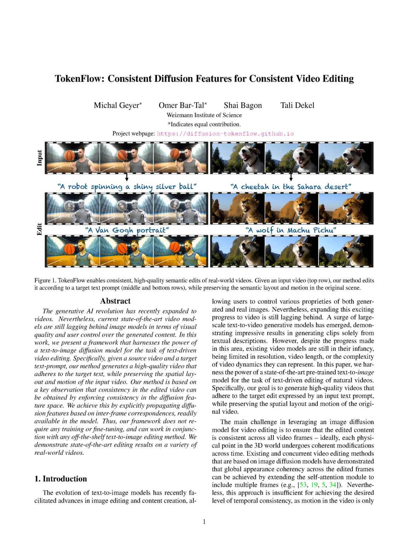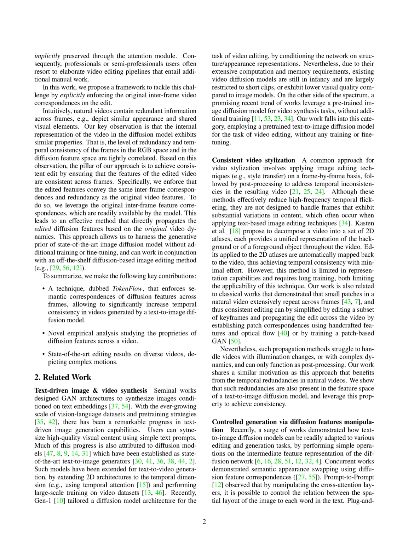We enforce that the edited features convey the same interframe correspondences and redundancy as the original video features. To do this, we use the original interframe feature correspondences, which are readily available from the model. This results in an effective method that directly propagates the edited diffusion features based on the original video dynamics. Our approach allows us to utilize the generative prior of a state-of-the-art image diffusion model without additional training or fine-tuning. It can also work in conjunction with an off-the-shelf diffusion-based image editing method.